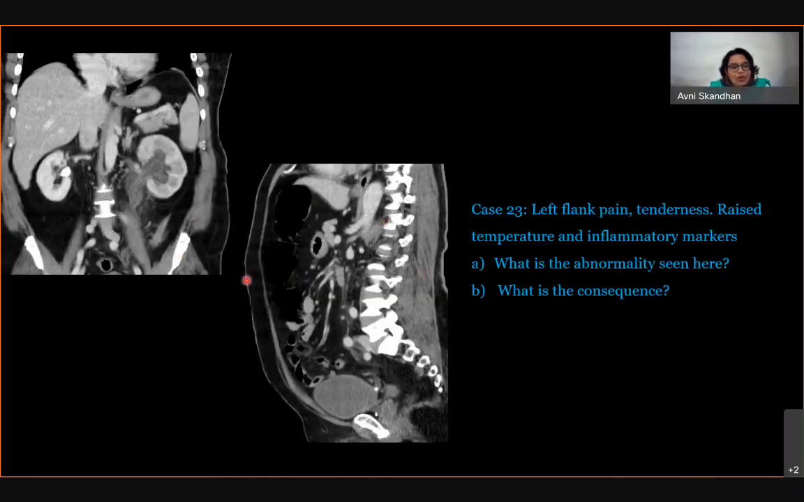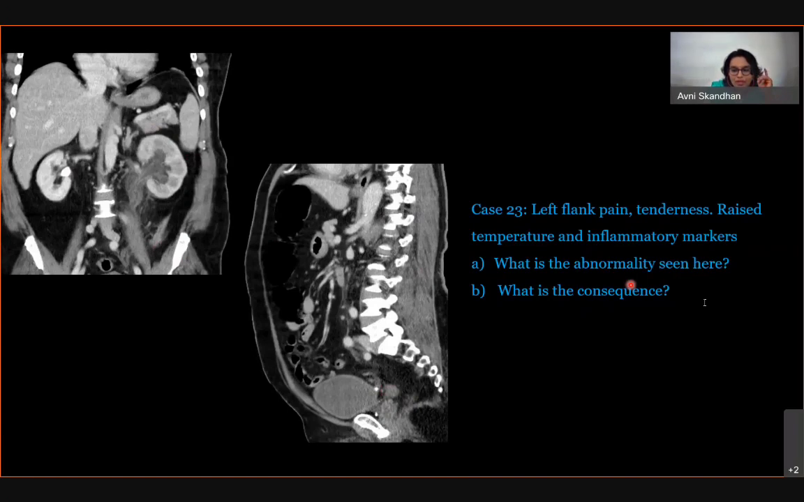Now this is a case where I will lead you halfway through. There's a stone sitting down here. Because it's difficult to pick up, there's a stone sitting in the distal ureter or the VUJ, and this is the appearance in the coronal. This patient presented with fever and sepsis. Yes, very good.